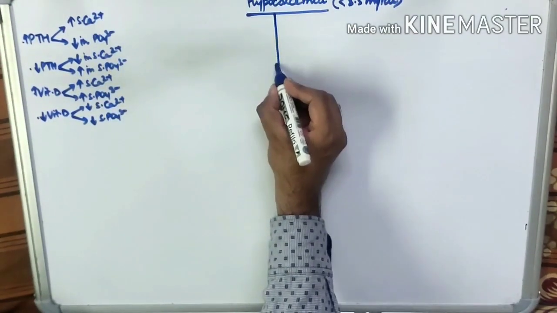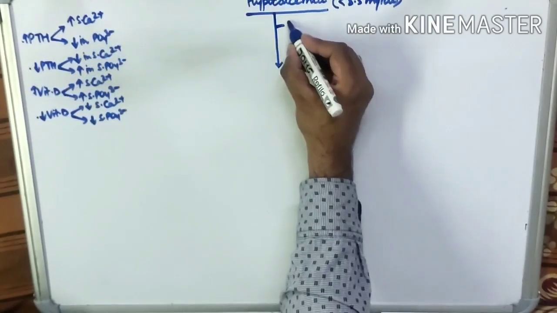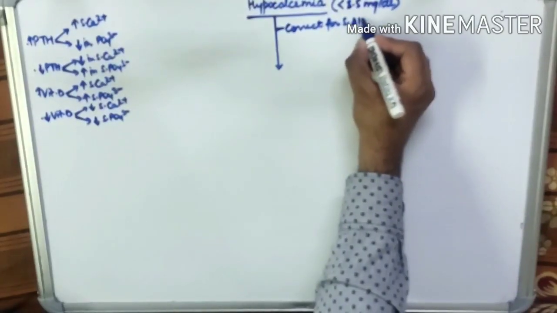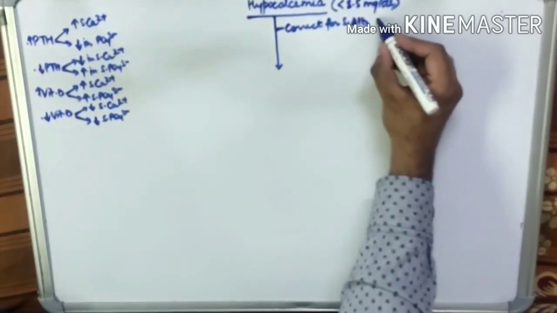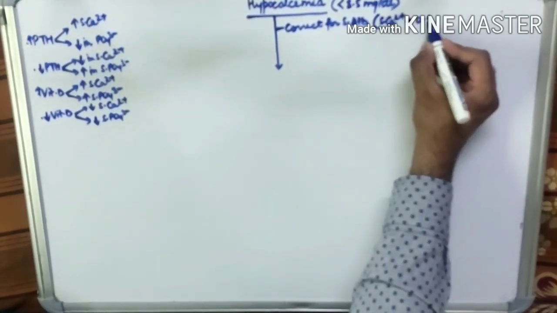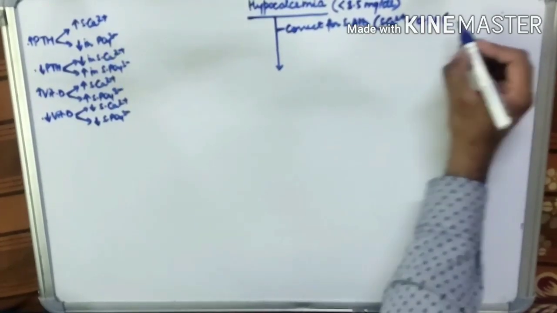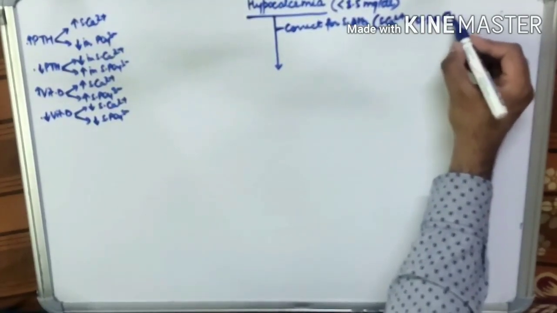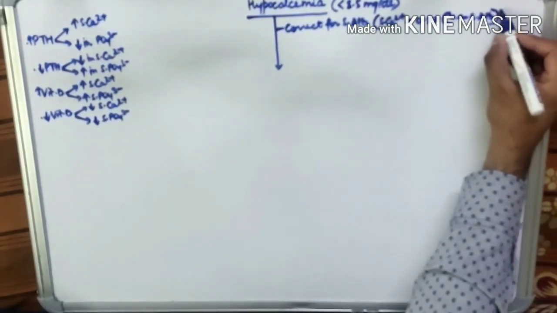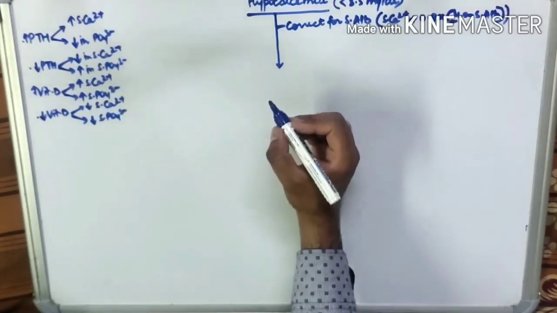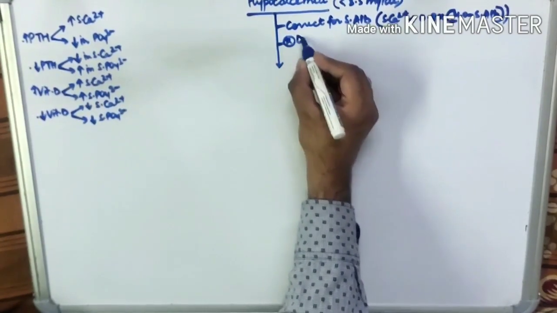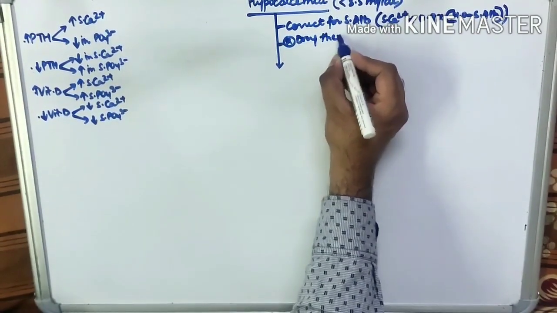So whenever you come across a patient of hypocalcemia, first correct for serum albumin, because hypoalbuminemia results in hypocalcemia. So the formula is serum calcium plus 0.8 into (4 minus serum albumin). So once you have calculated corrected calcium, exclude drug therapy, which can result in hypocalcemia.